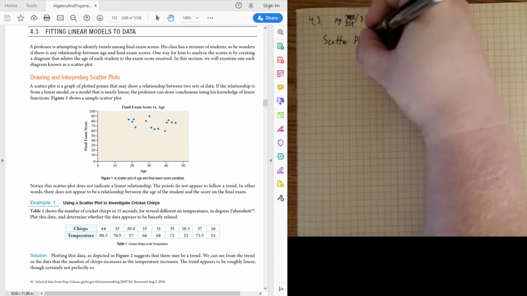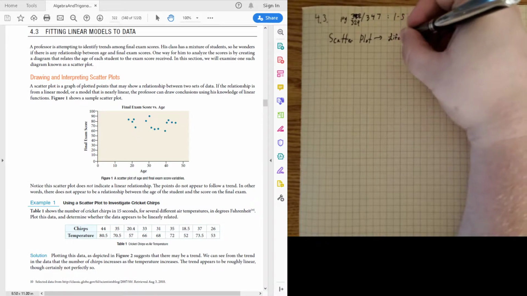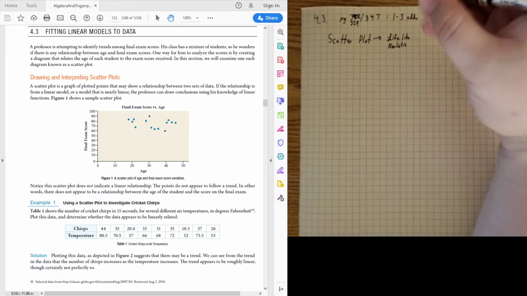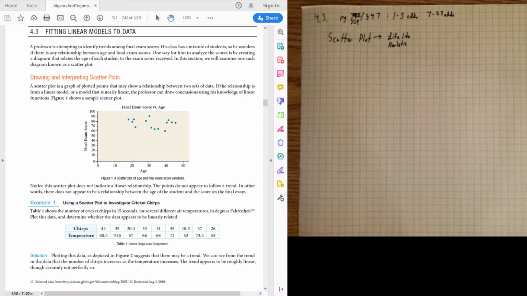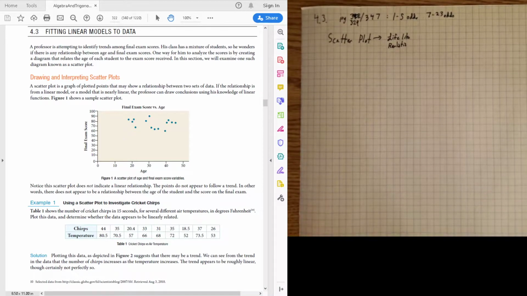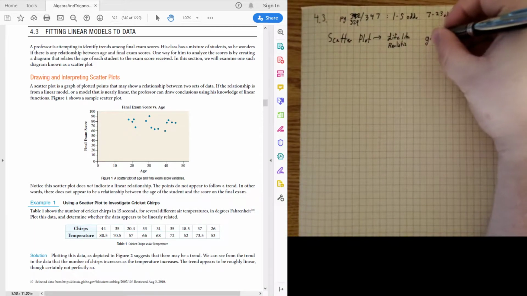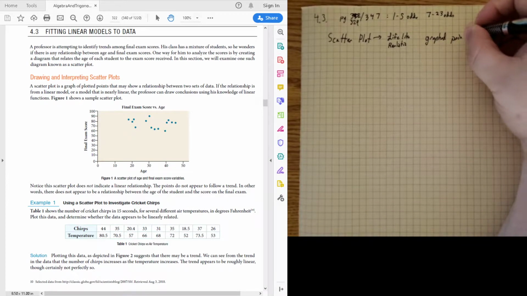Now, scatter plots are by definition real life. You will never see a scatter plot in a geometry problem that's just talking about angles. You never see a scatter plot in a typical Algebra 1 or Algebra 2 problem, unless they're specifically based upon something realistic. Because scatter plots are determined from data. These are simply graphed points from a given set of data.